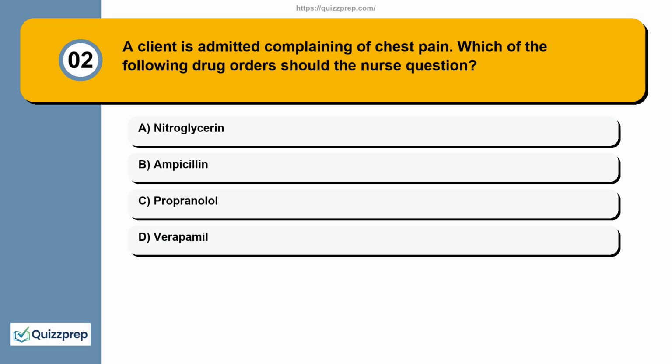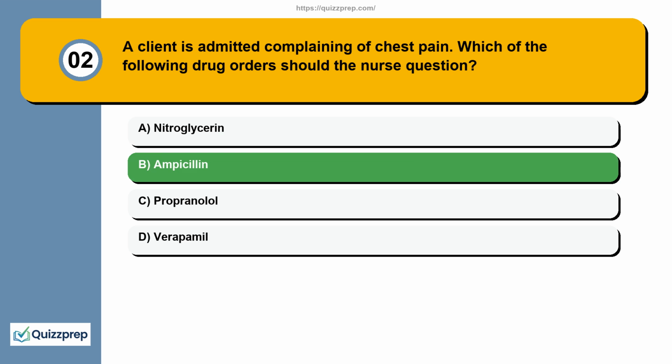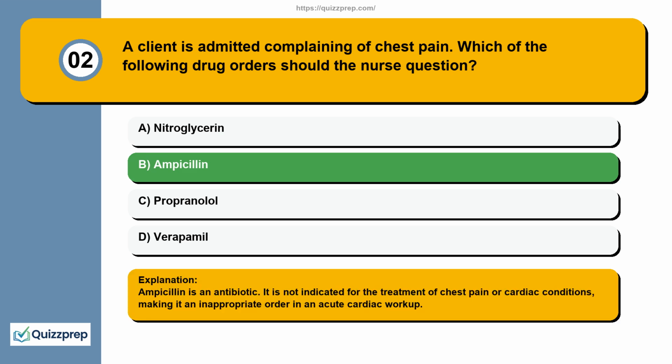Question 2. A client is admitted complaining of chest pain. Which of the following drug orders should the nurse question? Nitroglycerin, ampicillin, propranolol, verapamil. Ampicillin is an antibiotic. It is not indicated for the treatment of chest pain or cardiac conditions, making it an inappropriate order in an acute cardiac workup.